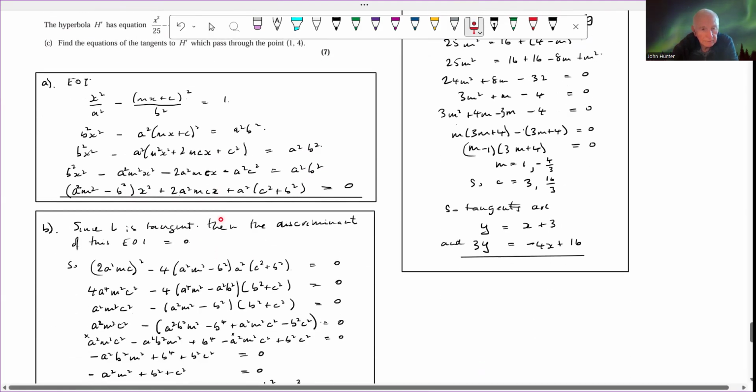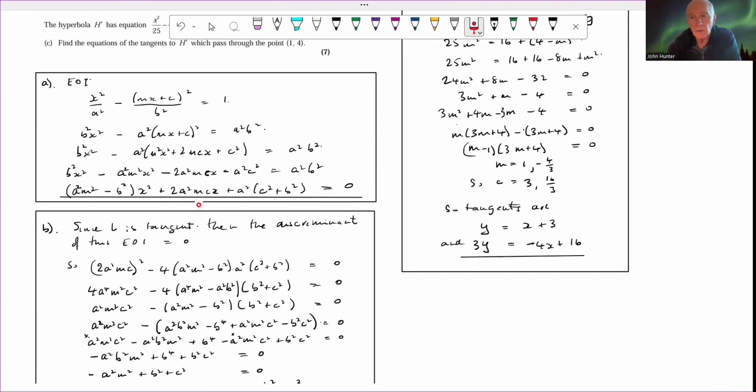Okay, let's go down here. All right, so since L is a tangent, then this equation of intersection is going to have a discriminant of 0. We've seen this a lot when we're dealing with simpler curves like circles and quadratics. Here we've got it with a hyperbola, but the principle is just the same. So since L is tangent, the discriminant of this equation of intersection equals 0. So here we go. This is the discriminant equation drawn from these coefficients.